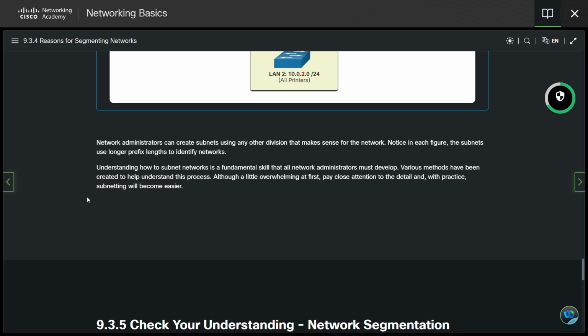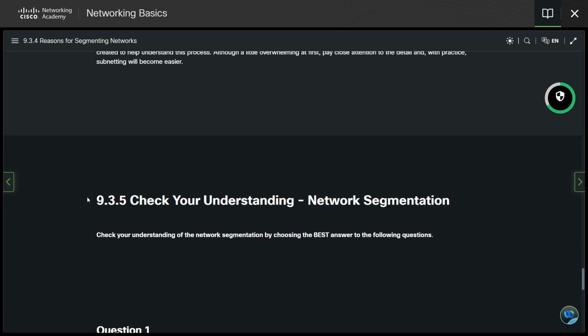Network administrators can create subnets using any other divisions that make sense for the network. Notice in each figure, the subnets use long prefix lengths to identify networks. Understanding how to subnet a network is a fundamental skill that all network administrators must develop. Various methods have been created to help understand this process. Although it may seem overwhelming at first, pay close attention to the detail, and with practice, subnetting will become easier.